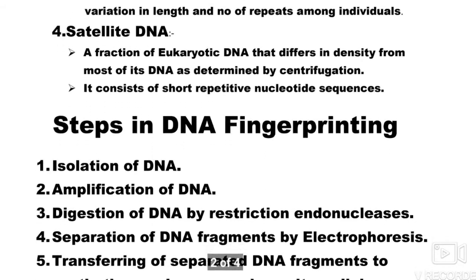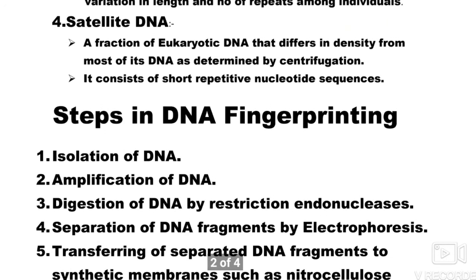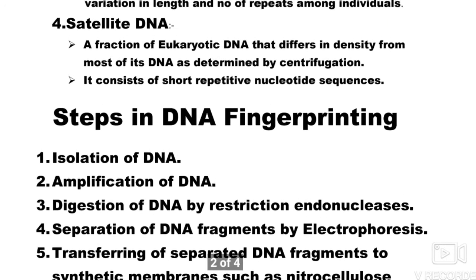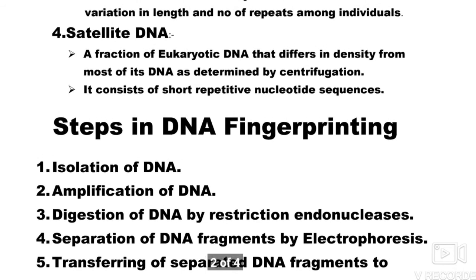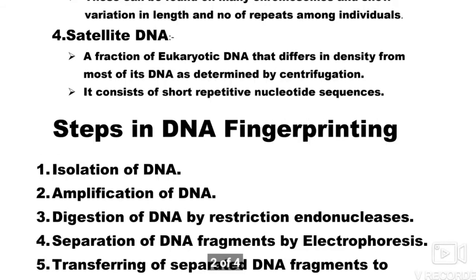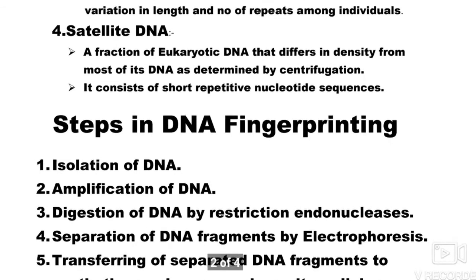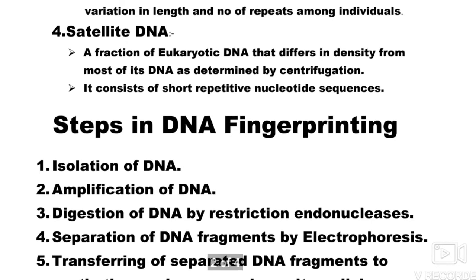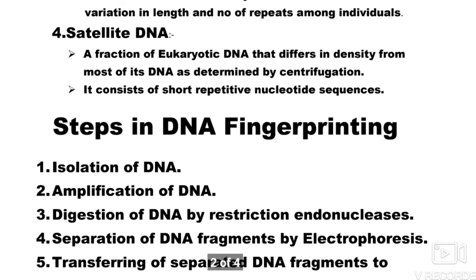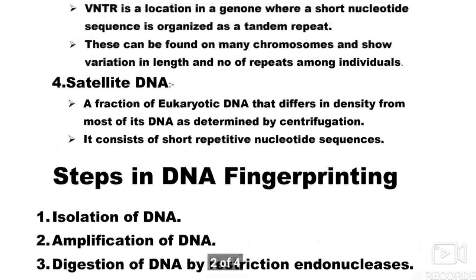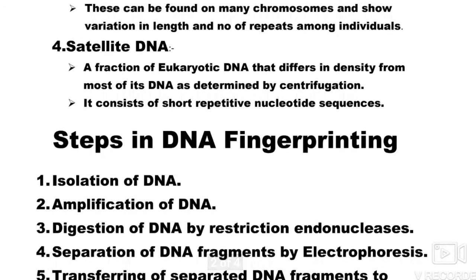Another important term is satellite DNA. The satellite DNA is a fraction of eukaryotic DNA. It is found only in eukaryotic DNA. The prokaryotic DNA lacks the satellite DNA. So, the satellite DNA is a fraction of eukaryotic DNA that differs in density from most of its DNA and is determined by centrifugation. It consists of short repetitive nucleotide sequences. So, this satellite DNA is used for matching the DNA in DNA fingerprinting.